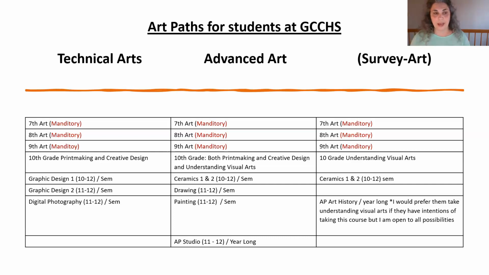So this is what we have. We do have a technical arts program. We do have graphic design and digital photography and printmaking and creative design. And then the advanced art, we have the AP, what's called art and design now, painting, drawing, ceramics 1 and 2. And you see how I've overlapped some of these classes. So some could take all of them, especially kids that are very serious about taking the arts.